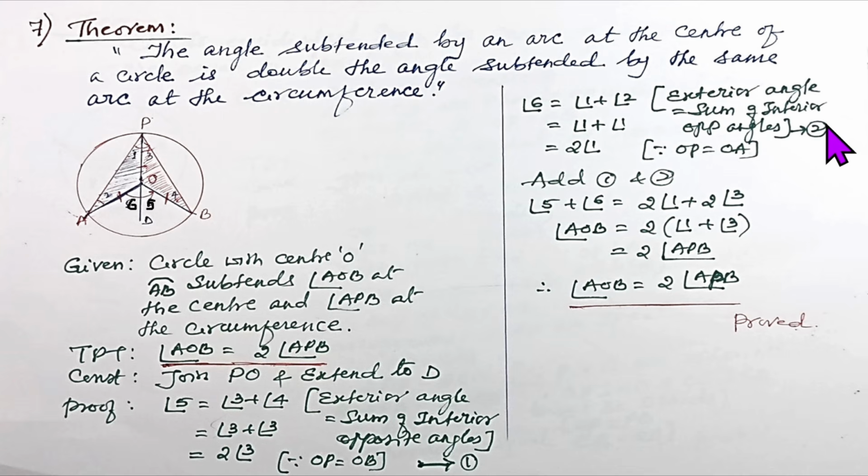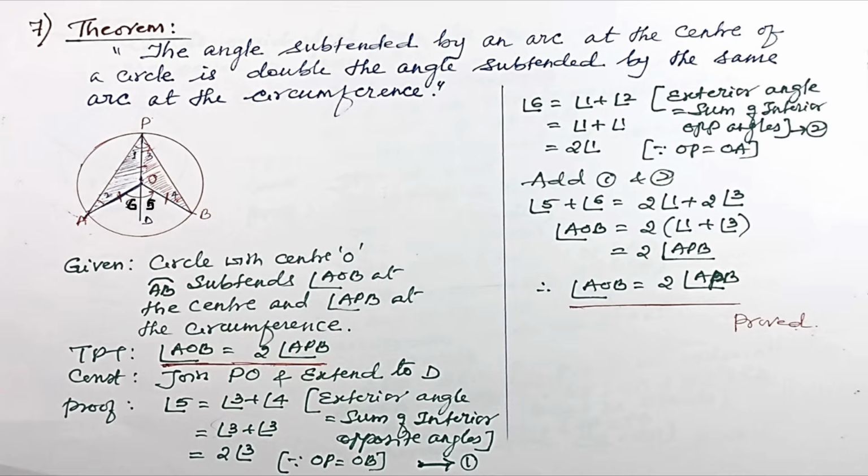Now let us add 1 and 2. When we add 1 and 2, we are adding LHS and RHS. LHS is angle phi plus angle 6, and RHS is 2 times angle 3 and 2 times angle 1. So it is 2 times angle 1 plus 2 times angle 3. Now what is common in this is 2. Taking 2 outside, we get in the bracket angle 1 plus angle 3. But angle 1 plus angle 3, if you observe, is angle APB, and therefore replacing it I get 2 times angle APB. That means angle AOB is equal to 2 times angle APB. So the conclusion is very simple. The angle subtended by an arc at the center is double the angle subtended by the same arc at the circumference, and that is the proof, and we have proved it.